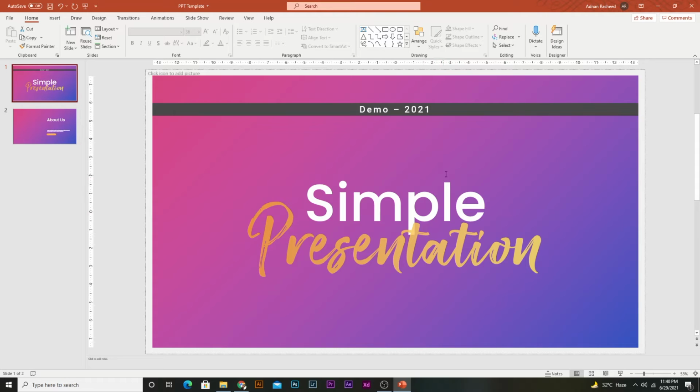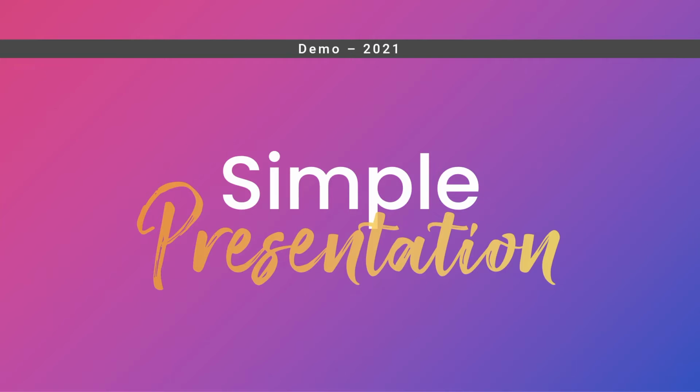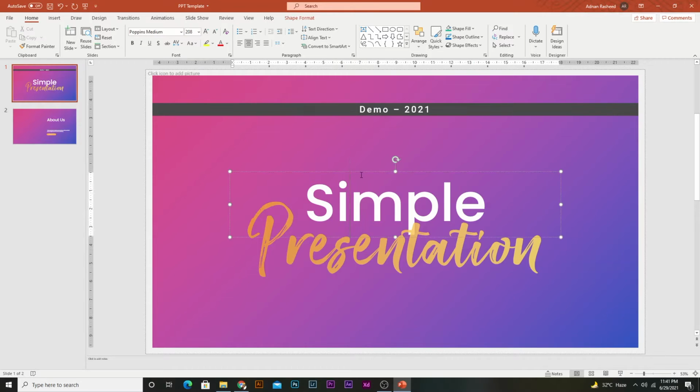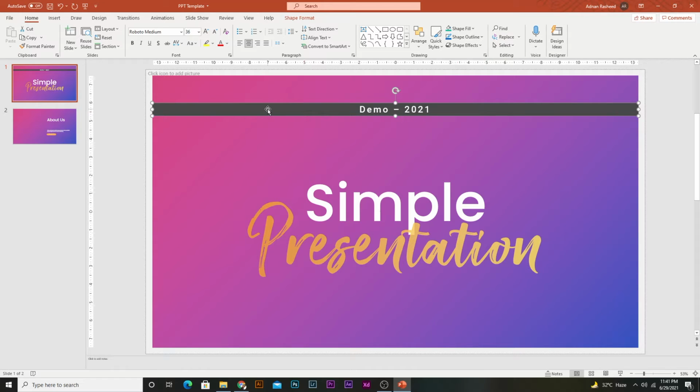Just like this, I have designed this simple presentation, and it is just simple. No animation on this slide. Just simple. I have designed this simple slide. Now I want to add animation in this slide. So first of all, I would like to add animation to this object.